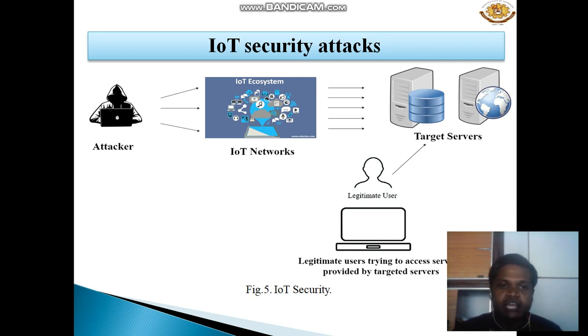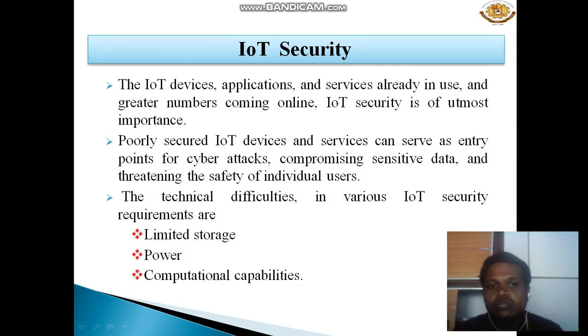The attacker will be somewhere, and he can target particular IoT devices, and those devices will be under the control of that attacker. He can spoil the entire environment by means of irrelevant or unauthenticated activities. So these are all the security attacks. Now, what is the impact on IoT security? Poorly structured IoT devices can spoil the entire network.